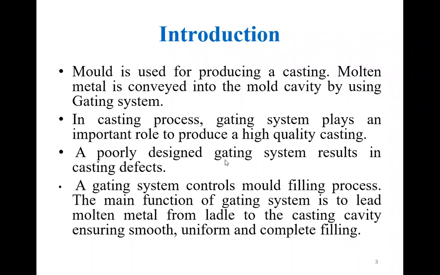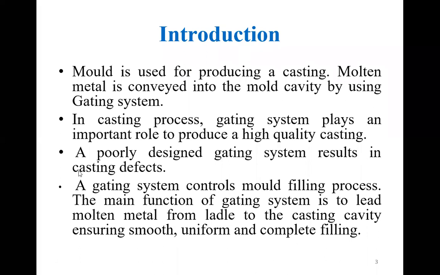In a casting process, the gating system is very, very important. It plays a very important role so that the limited quantity required by the mold is poured. If it is not poured properly into the gates, what is going to happen? Different defects like misruns, cold shuts, oxidation of the metals, porosity, holes, and cracks will appear. So a poorly designed gating system results in casting defects.